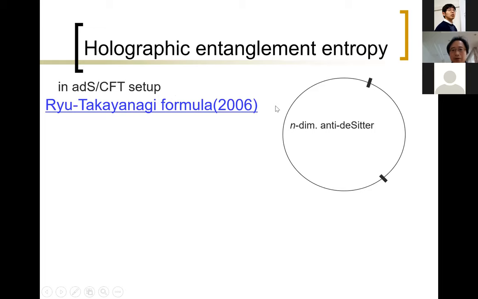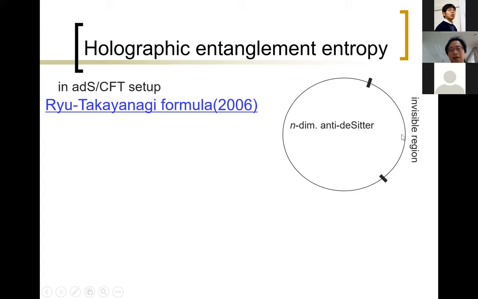About holographic entropy, I would like to briefly introduce it. In the AdS setup, the Liu-Takayanagi formula has been proposed. So this is AdS space-time, for example, n-dimensional anti-de Sitter space-time. And this is a boundary, so (n-1)-dimensional Minkowski space-time. Then they divide the boundary into two parts using this wall, for example.